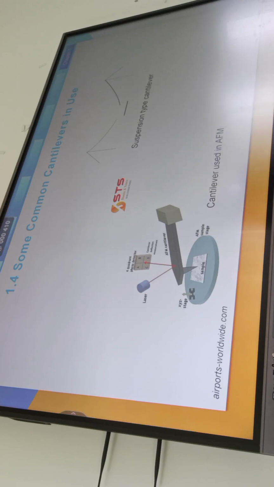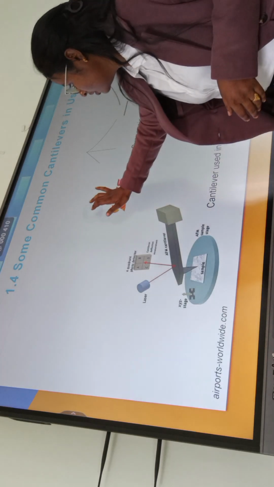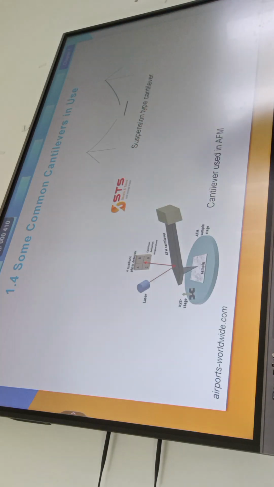Some common cantilevers in use: actually, it was the Howrah bridge. I wanted to show two types. One is the micro-scale inverse Howrah bridge, and at nanoscale we have the AFM cantilevers, which we generally use, just as some references. And the Howrah bridge is a two-sided clamped cantilever, that is, a suspension type.